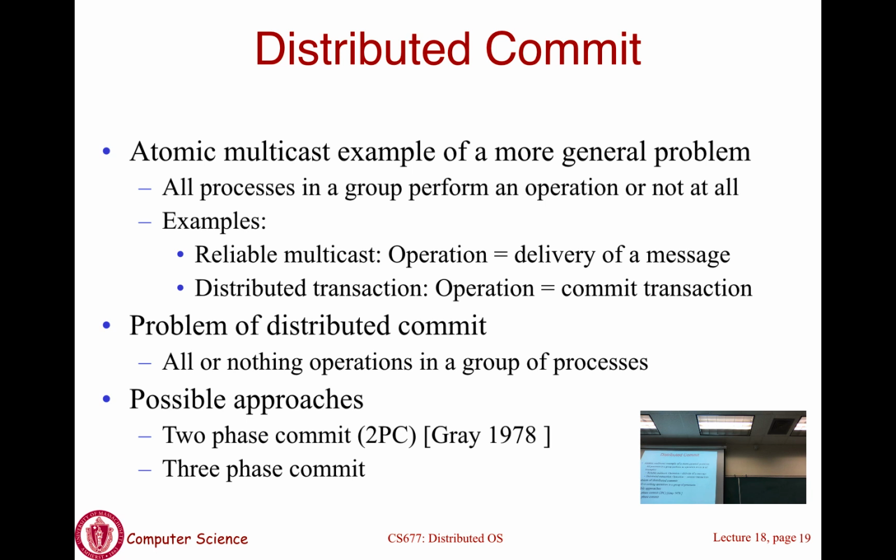In the case of atomic multicast, that operation was the sending or the delivery of a message. When we did transactions, that operation was the committing of a transaction. But it could be anything else. So you can think of it as wanting all or nothing guarantees to work for many different operations.